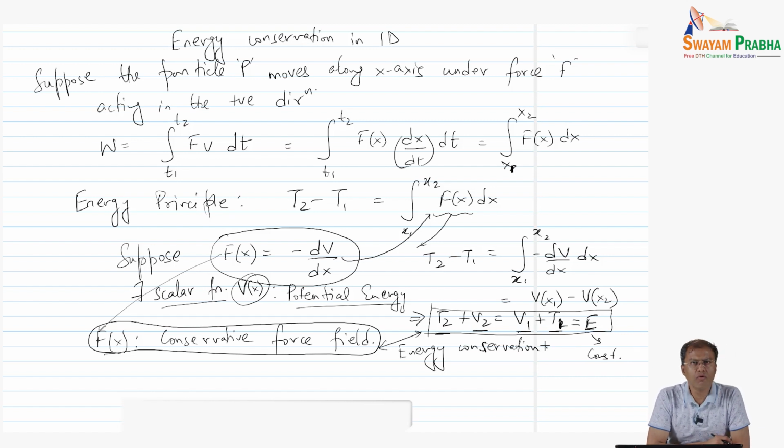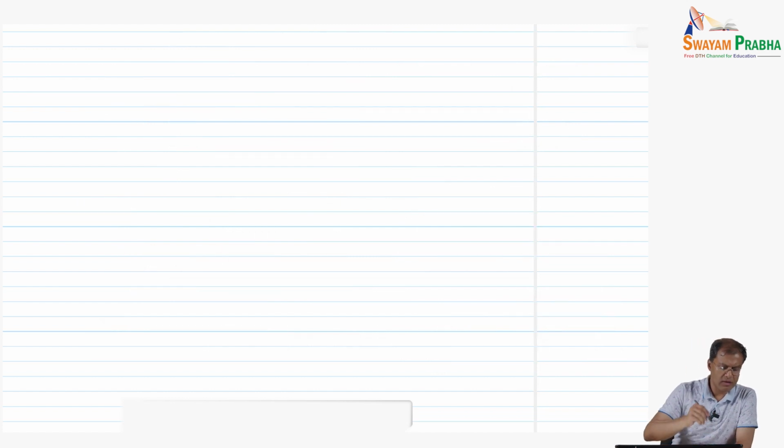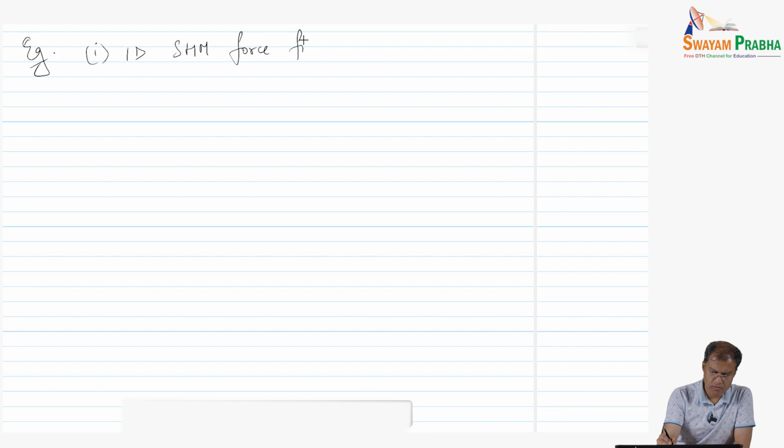So then let us quickly look at some of the examples we have been touching upon so far, and see what is the corresponding potential for these types of force fields. So for example, we have the 1D SHM force field, and let us analyze some of these force fields. So 1D SHM force field and the 1D attractive inverse square force field.